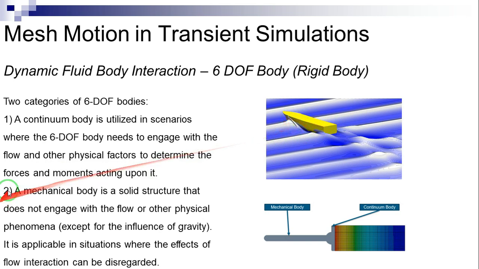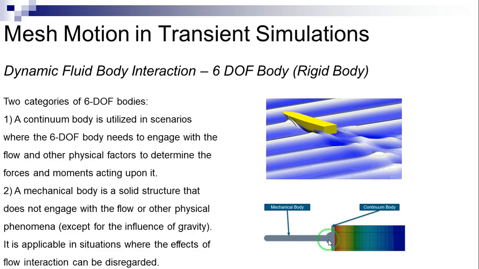Two, a mechanical body is a solid structure that does not engage with the flow or other physical phenomena except for the influence of gravity. It is applicable in situations where the effects of flow interaction can be disregarded. Nevertheless, a mechanical body remains affected by external forces and moments.